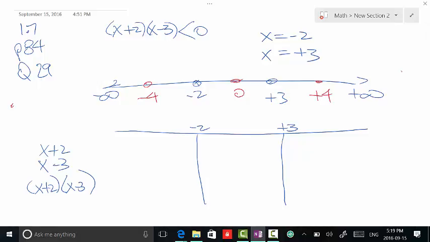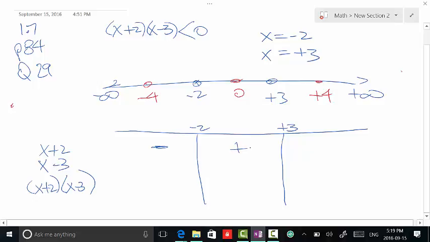When x is -4, I'm going to use the expression x + 2. -4 + 2 is -2, so that's going to be negative. The expression x + 2, what will its value be when x equals 0? If x is 0, 0 + 2 is +2, so that'll be positive. What about when x is +4? 4 + 2 is +6, so x + 2 will be positive in the final region off to the right here between +3 and positive infinity.